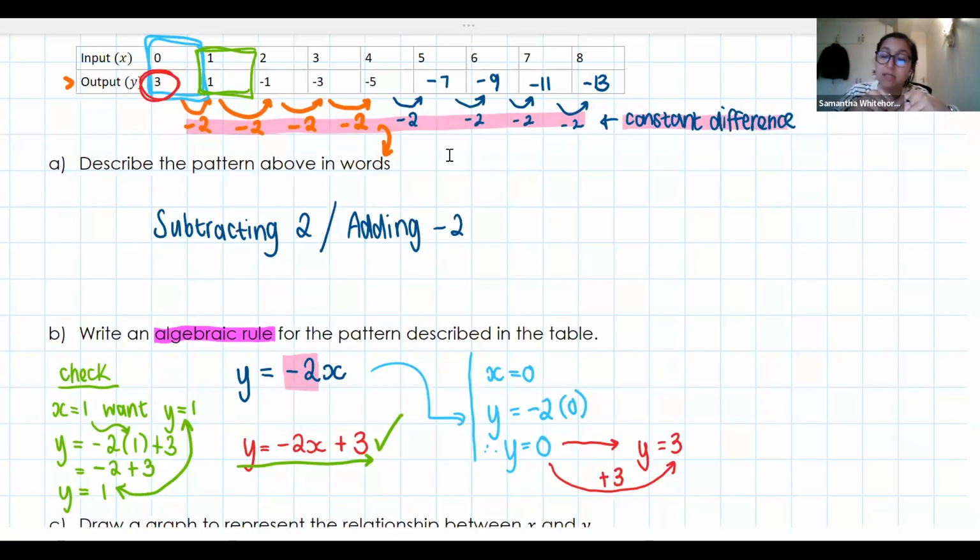Now, all of this was done in patterns, and that's why I'm saying to you guys, if you're feeling uncomfortable, go and watch the patterns videos. The focus of this course, however, was being able to draw graphs.